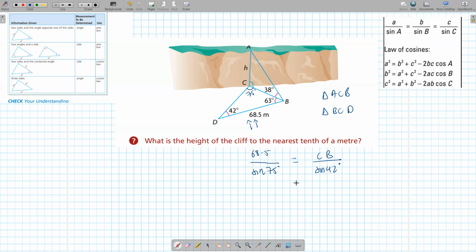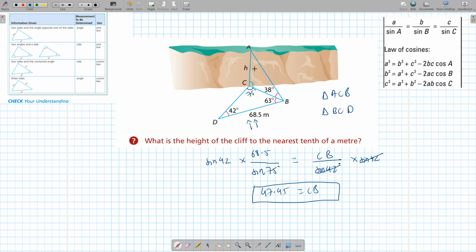We've been doing this, okay? And then we're trying to find CB. We're going to multiply both sides by sine 42. Like that. You see that? So what does that give us? 68.5 divided by sine 75 times sine of 42. And CB is going to be 47.45.